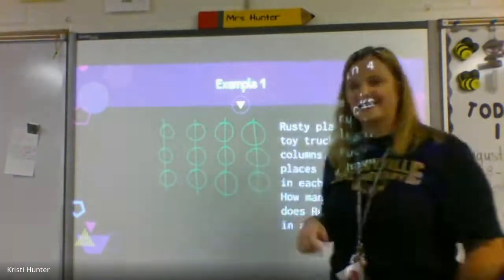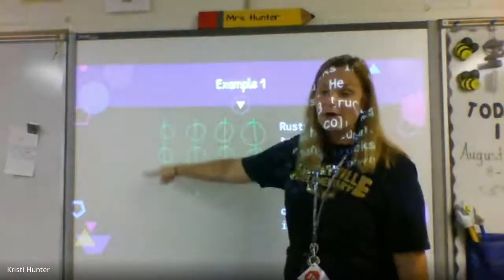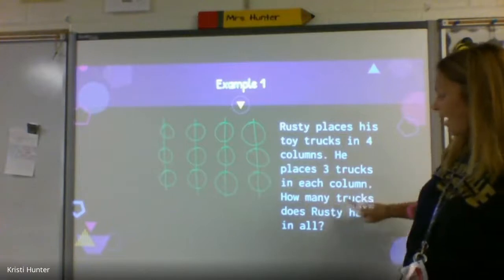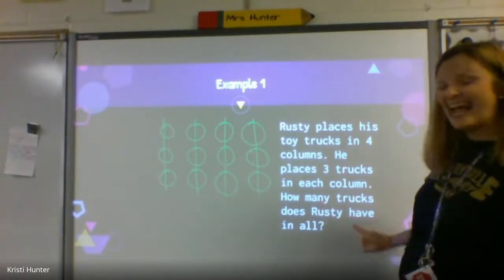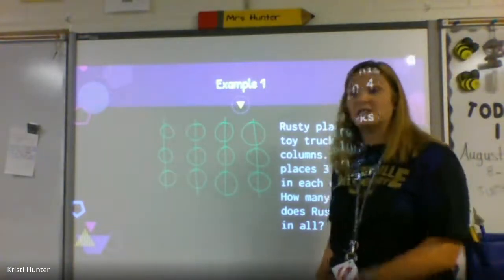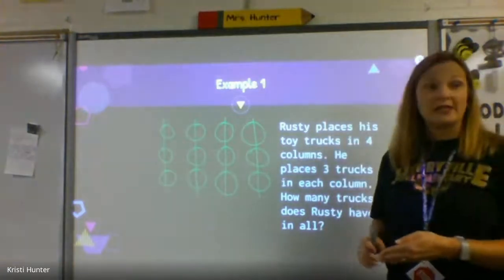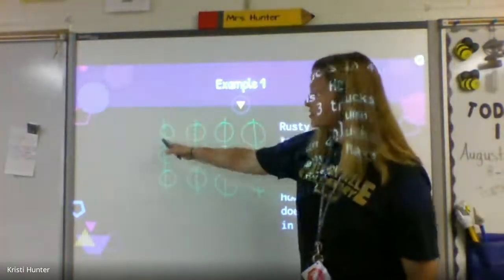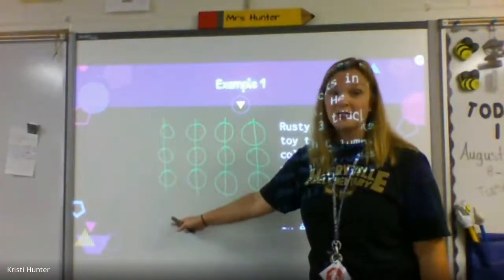Okay, so we have our array. Now we've got to answer our question. So it wants to know how many trucks does Rusty have in all? So it gave me my columns. So I'm going to write an equation for my columns. Okay, so look at this first column. How many trucks are in that first column?